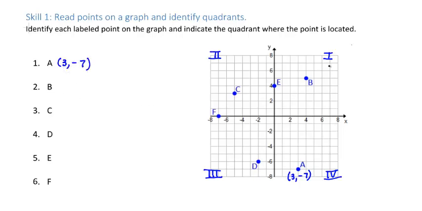Point B is located in the first quadrant. Its coordinates are: move right 4 units, up 5 units. So the ordered pair 4, 5 defines point B. Point C is in the second quadrant. We move left from the origin 5 units and up 3 units. So negative 5, 3.